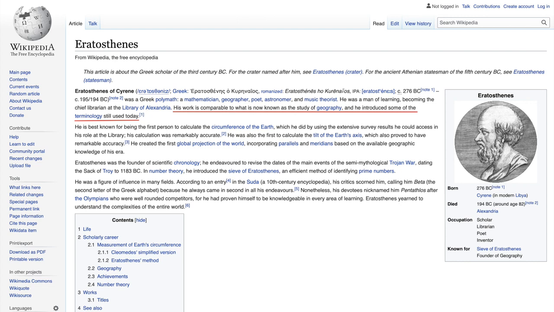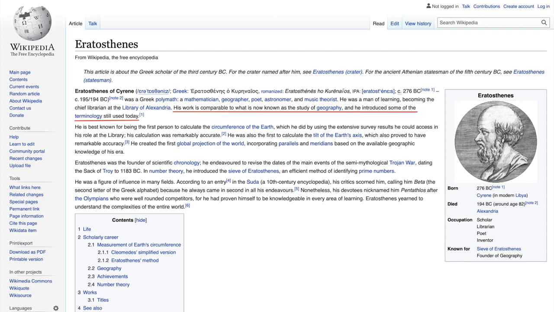According to an entry in Suda, a 10th century encyclopedia, his critics scorned him, calling him Beta, the second letter of the Greek alphabet, because he always came in second in all his endeavors. You Beta. Oh my God, that's funny. Nonetheless, his devotees nicknamed him Pentathlon, after the Olympians, who were well-rounded competitors, for he had proven himself to be knowledgeable in every area of learning. Yeah, quite an interesting fellow.